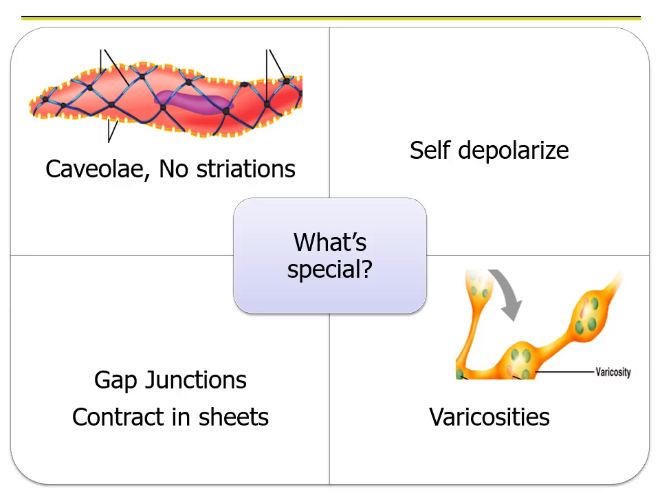To review, smooth muscle cells are not striated, do not have T-tubules, but caveolae instead, however you want to say it. They do not have terminal neuromuscular junctions, but varicosities instead. They can self-depolarize. They are coupled with gap junctions. They contract in sheets.